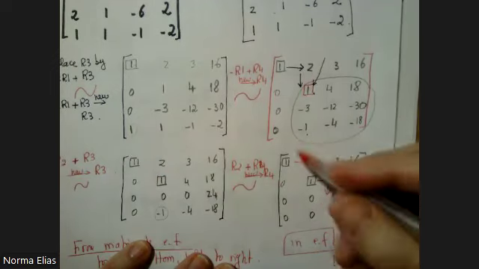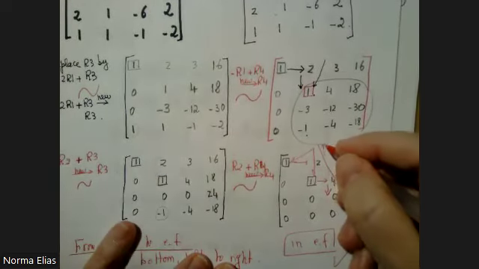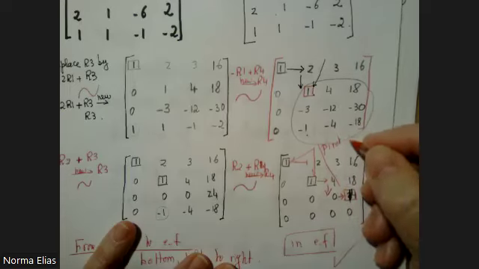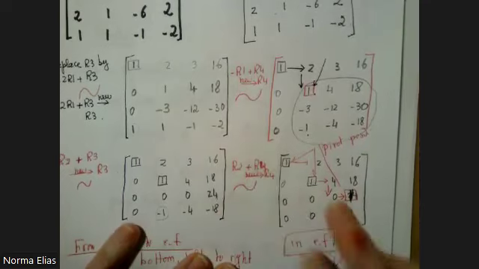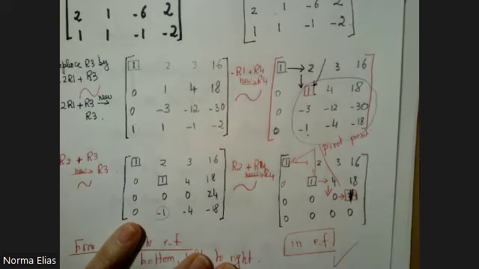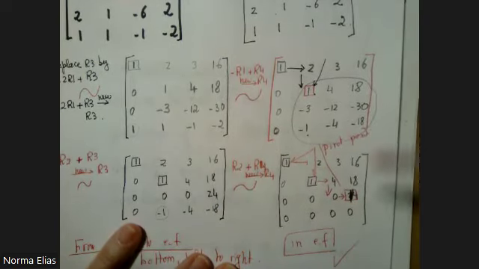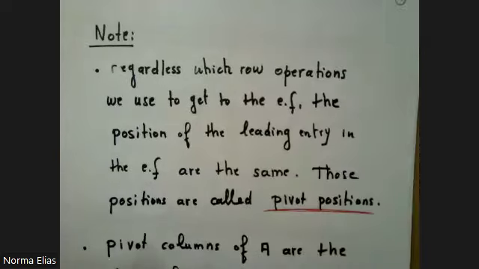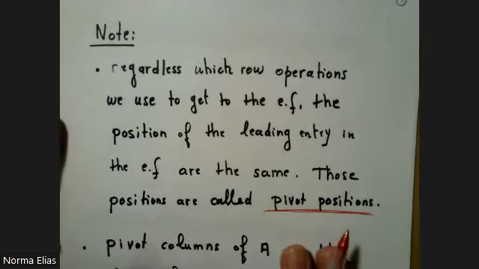Those are called pivot positions. So regardless of what we do, we will always have the same positions. If I'm giving you a quiz and you put the matrix in echelon form, I can immediately know at least that you're right if you have the same pivot positions that I had. We all will have the same ones. Those are called the pivot positions.